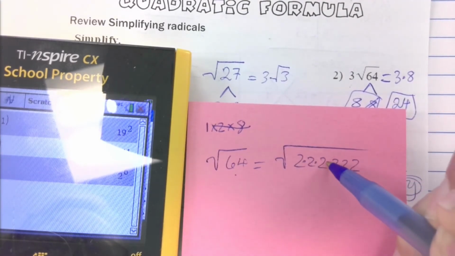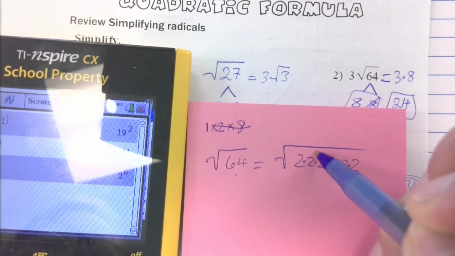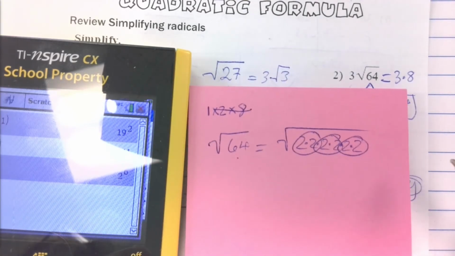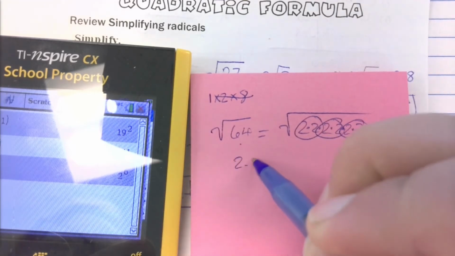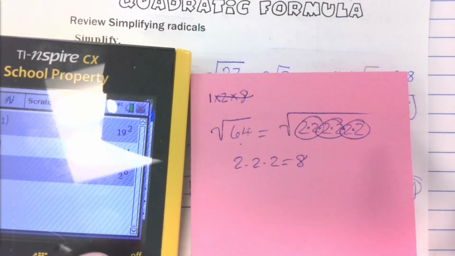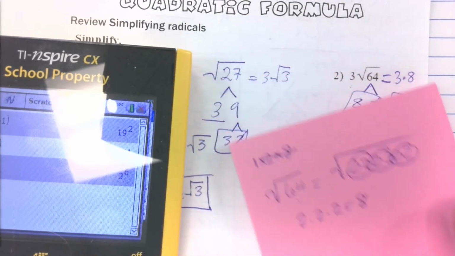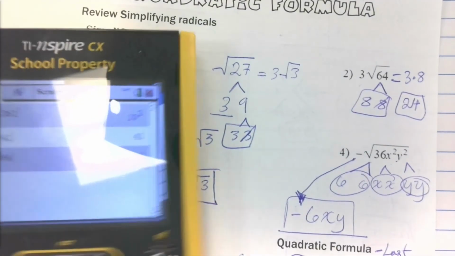Make sure you put your multiplication symbols in there. And then I'd have 3 groups of 2. So I would have 2 times 2 times 2, and that's where I get the 8 from. So if you are struggling with knowing what goes into things, this is a really good trick.